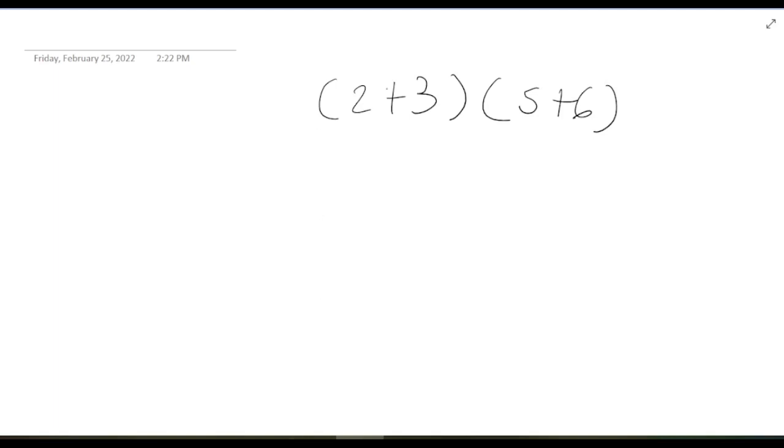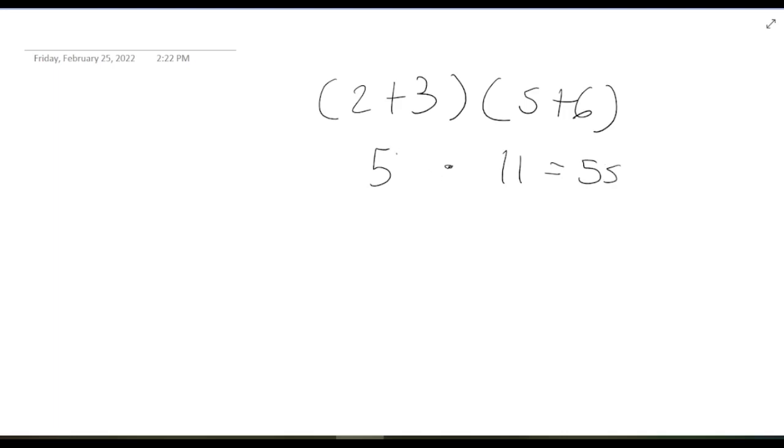So this is one binomial because we have a 2 and a 3 separated by a plus sign. So this is one term and this is one term. And then here we have our second binomial where 5 is one term and 6 is our second term. So how do we multiply this out? Well, you may be thinking, I would just add whatever's on the inside, right? So 2 plus 3 would give you 5, and then 5 plus 6 is 11. You multiply this out to get 55, right?